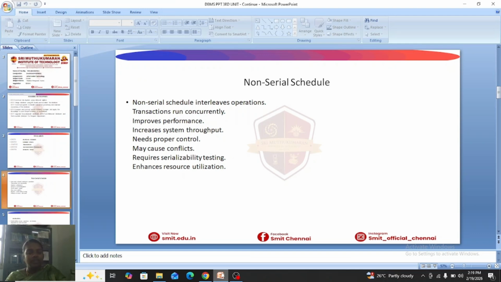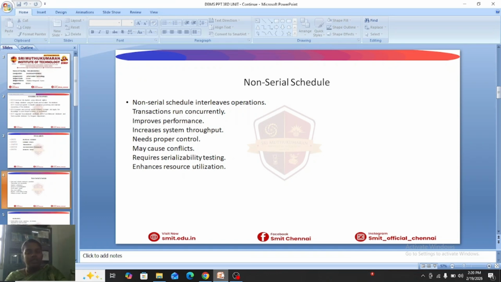Actually, we need to see what is a serializable schedule. Let me explain. It is a schedule whose result is the same as some serial schedule. That is, transactions executed one after another without overlapping. Now you can understand what is a non-serial schedule. Actually, it is one whose final result is not equivalent to any serial execution of transactions. This means it produces inconsistent data. It may cause incorrect results. It violates data consistency.